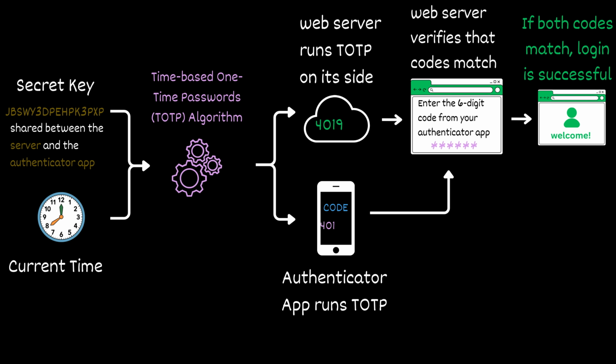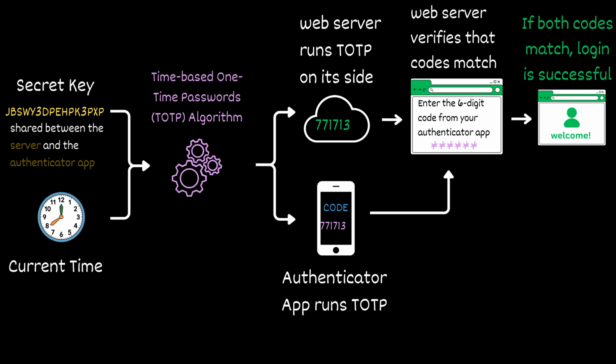If your code matches what the server just calculated, you're in. TOTP is called time-based because the code changes every 30 seconds. It's tied to the clock, not something you manually choose. And it's called one-time because each code is valid for just one short window. Once that time passes, it can't be used again. It's a brilliant system, simple, elegant, and widely trusted.